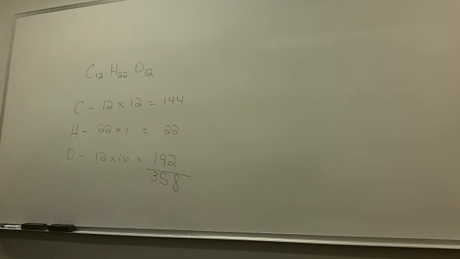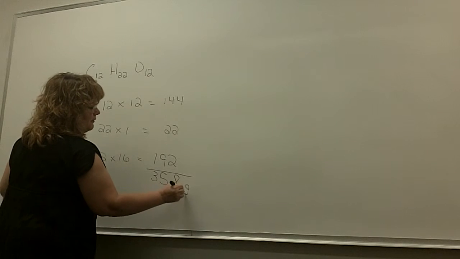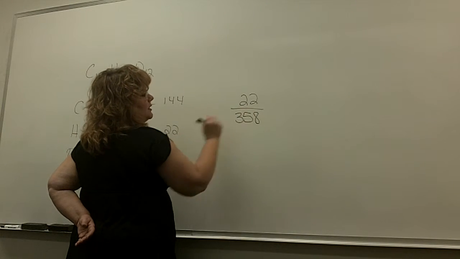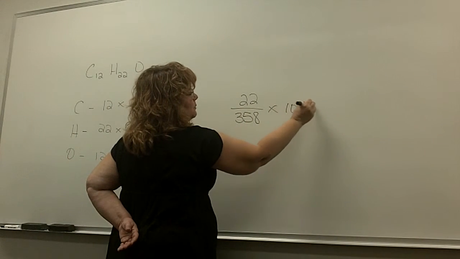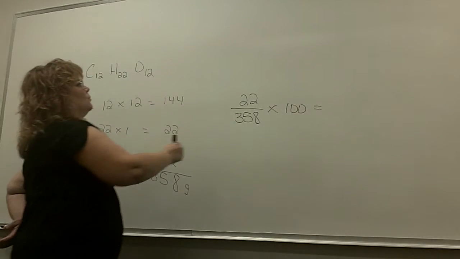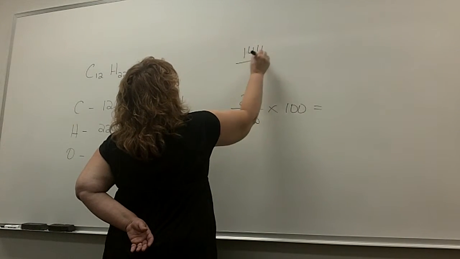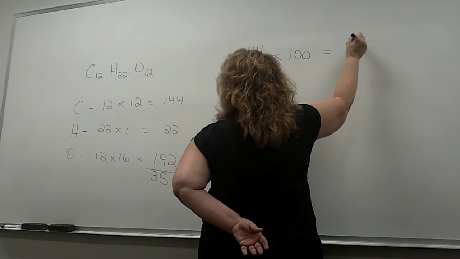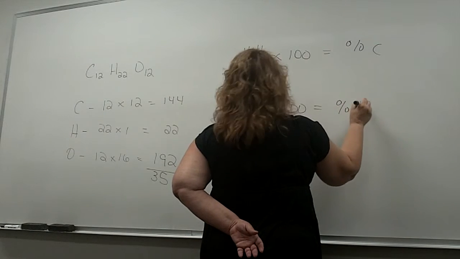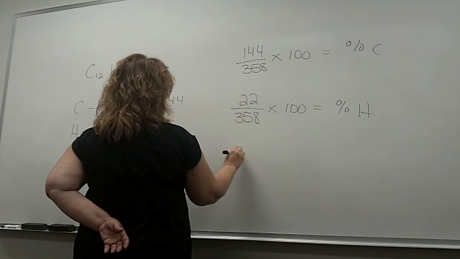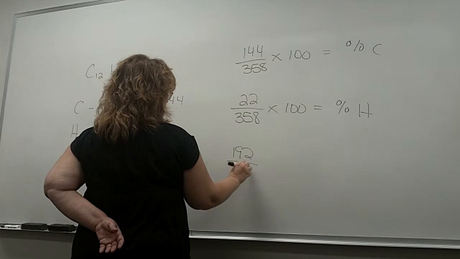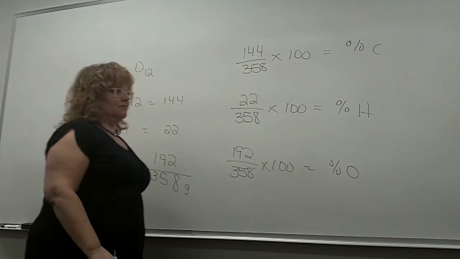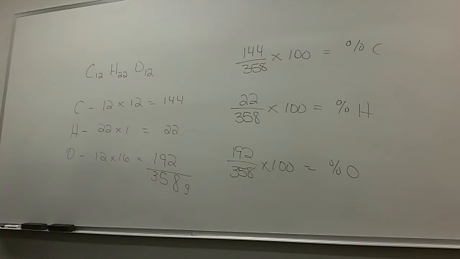So now, we've got a total of 358 grams. And of that, 22 out of the 358 is the hydrogen, and times 100 will give me my percent hydrogen. If I did 144 over 358 times 100, that would equal percent carbon, and then 192 over 358 times 100 would equal my percent oxygen. And all of that should add up to 100.